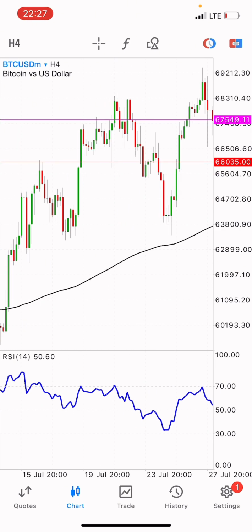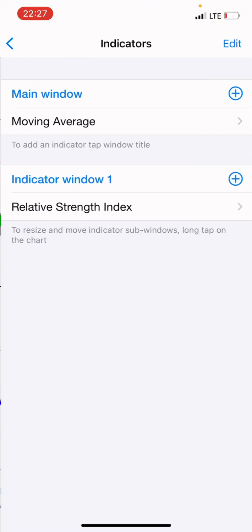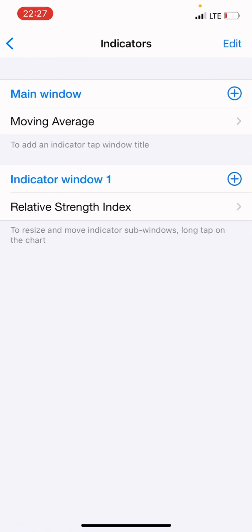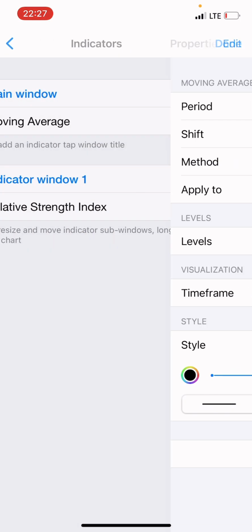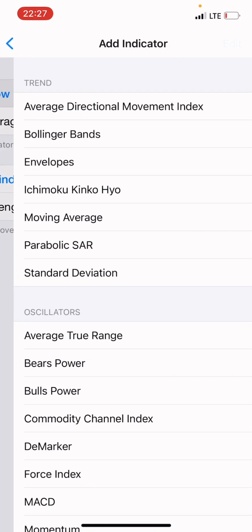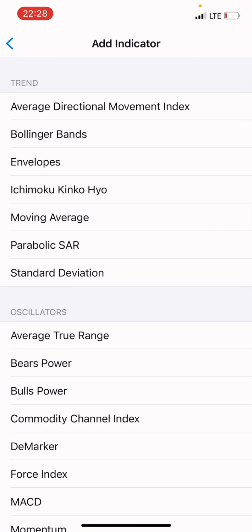So the first thing we have to do is click on the F icon, and you will see the moving average. You click on it. If you don't have it, you just go and add it on your chart, and adding it is not difficult. All you have to do is click on main window, and you will see the list of indicators to add. And with that, I will go back and show you guys the settings of the moving average.